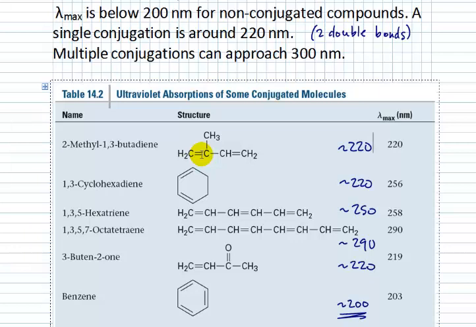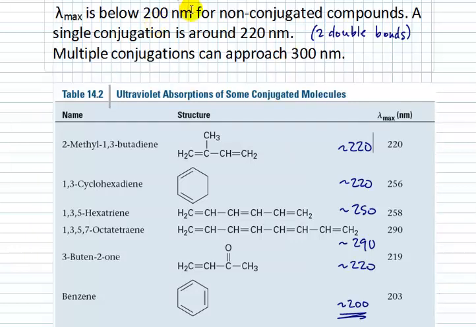If I ask you to predict a lambda max, and you wrote about 220 for just two double bonds conjugated, that would be correct. If you had multiple things conjugated, and you said something like between 240 and 300, that would be a range that would be acceptable to me. Really, what I wrote in this paragraph here is what you need to know about lambda max values for UV-Vis. I don't think that's unreasonable. So that's it for this chapter. Study hard, practice up on this stuff. We'll see you for the next one.